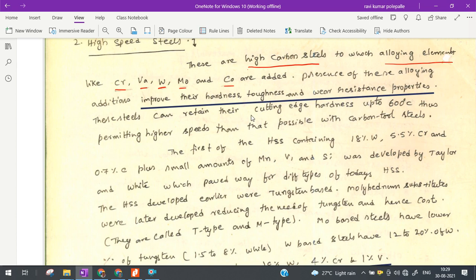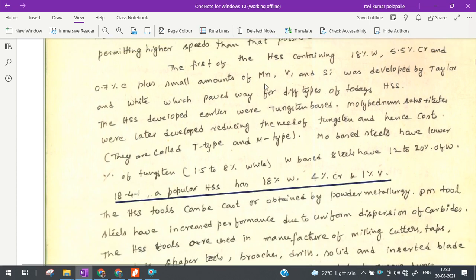These steels can retain their cutting edge hardness up to 600 degrees centigrade, thus permitting higher speeds than that are possible with carbon tool steels. So we can expect these tools to be used up to 600 degrees centigrade. So the first type of these HSS tools were made by Taylor and White. So these two scientists brought this first type of HSS tools to the market.